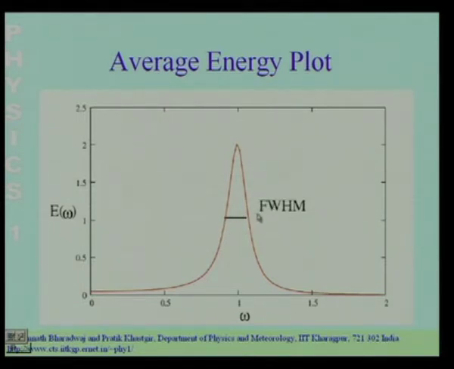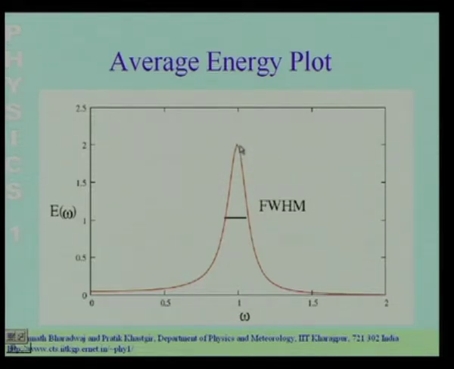So, we use something called the full width at half maxima, FWHM, to quantify the width of such peaks. Let me explain what we mean by the full width at half maxima. Let us first ask the question, what is the peak value, the maximum value of this peak? The maximum value which this peak has is 2, and this occurs at the frequency omega, which is the square root of omega naught square minus 2 beta square.